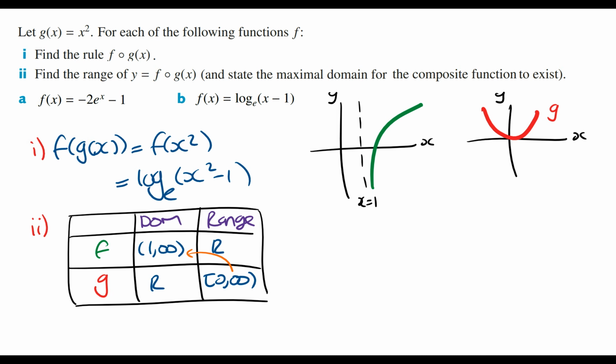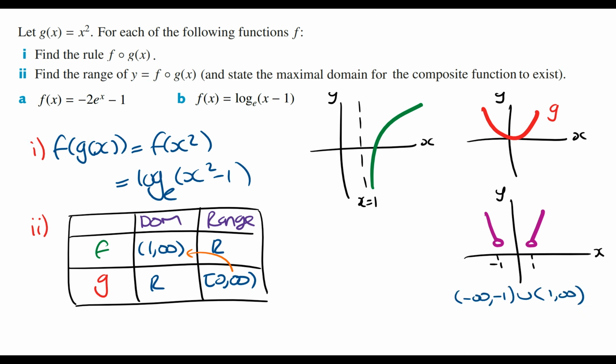And so to make f of g of x defined, what we need to do is restrict the domain of g of x so its range will equal from 1 to infinity. If we restrict the domain of g of x to be from minus infinity to minus 1, and then from 1 to infinity, where minus 1 and 1 are not included, then the range of this function is going to be from 1 to infinity. Another way we can write this domain is to say all real numbers except for the x values from minus 1 to 1.